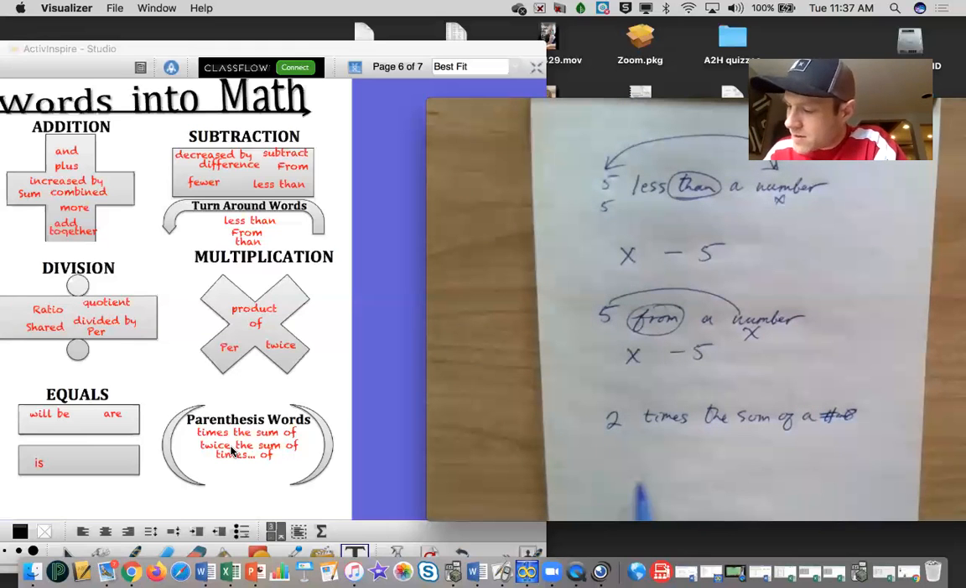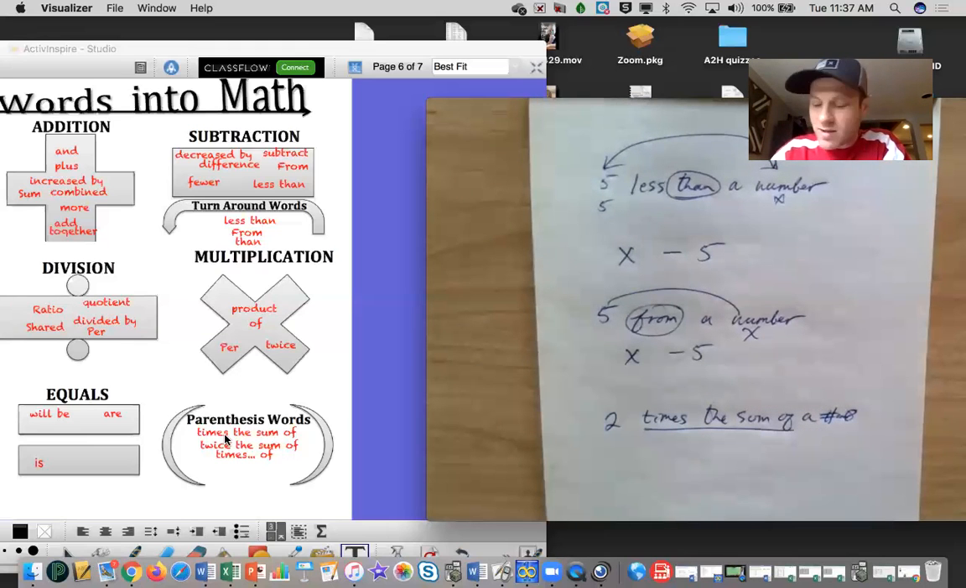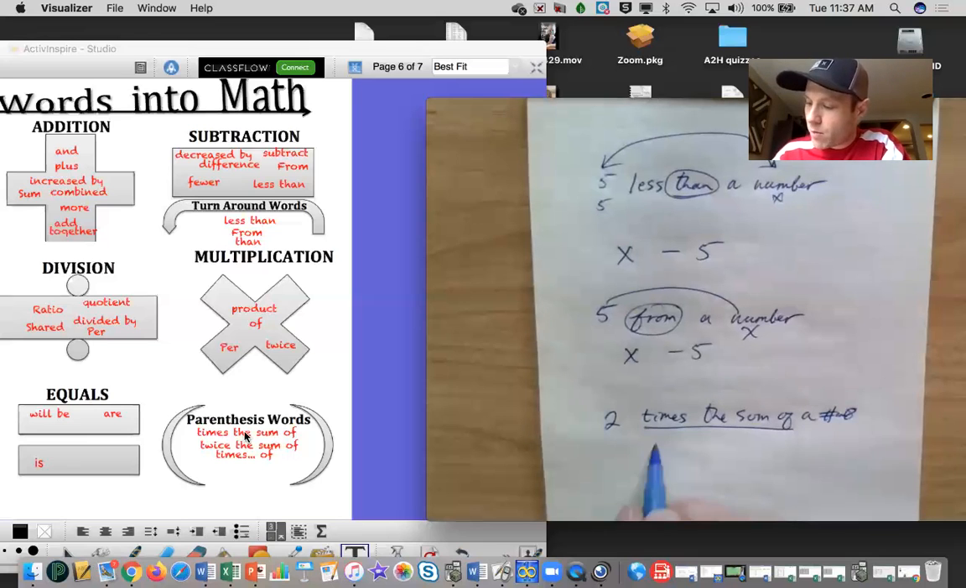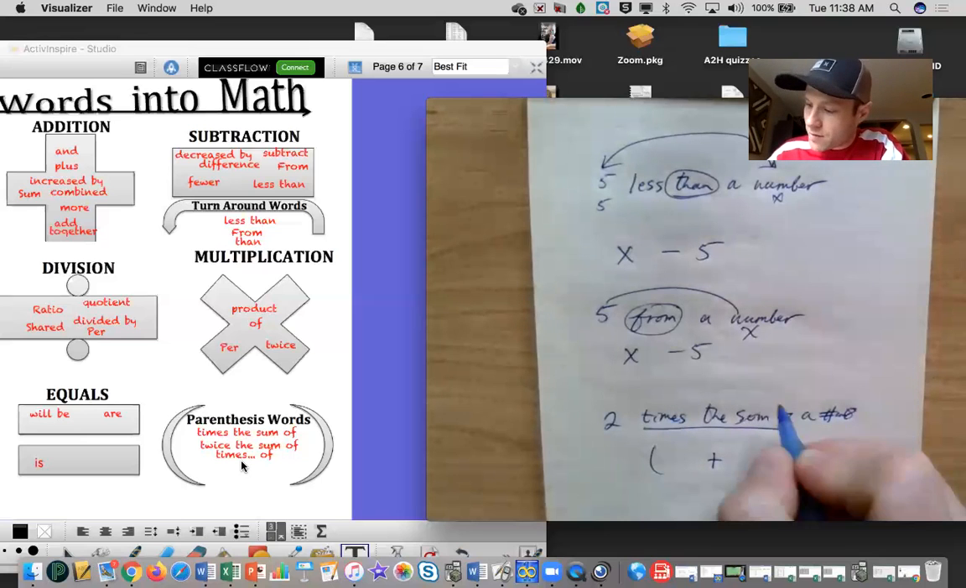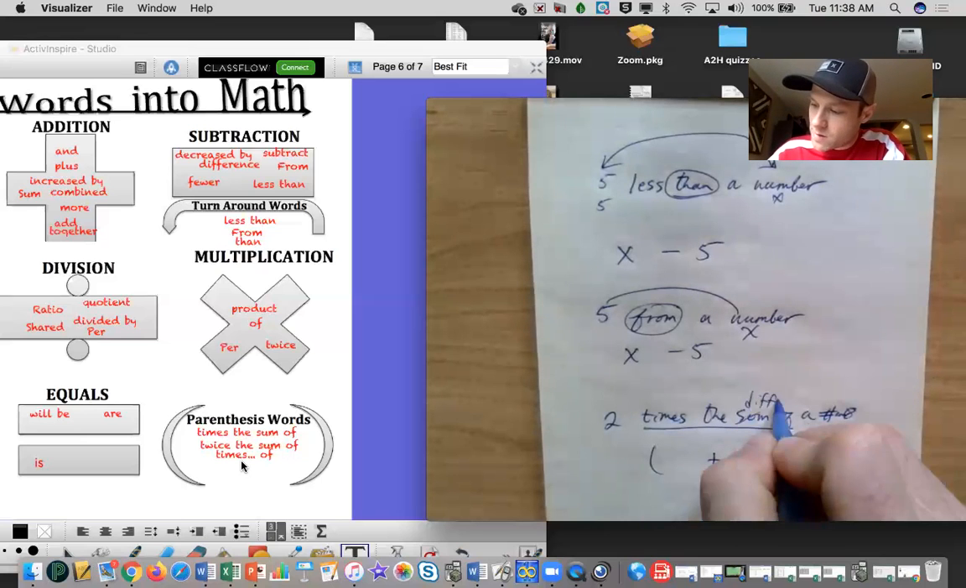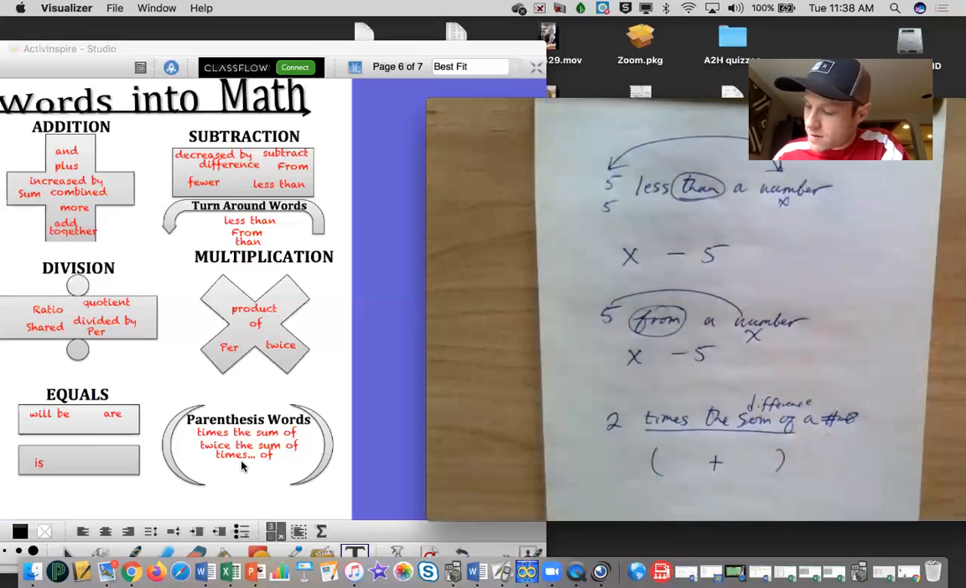So times the sum of, and if I come over here times the sum of, I know I'm going to have parentheses with a plus in. And if this said times the difference of, I would have parentheses with a subtraction in between.